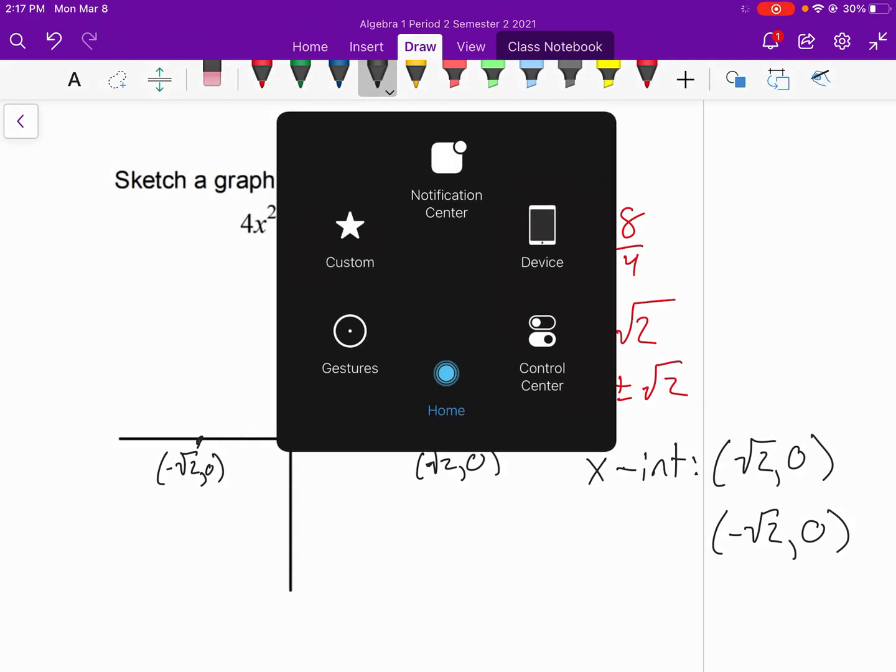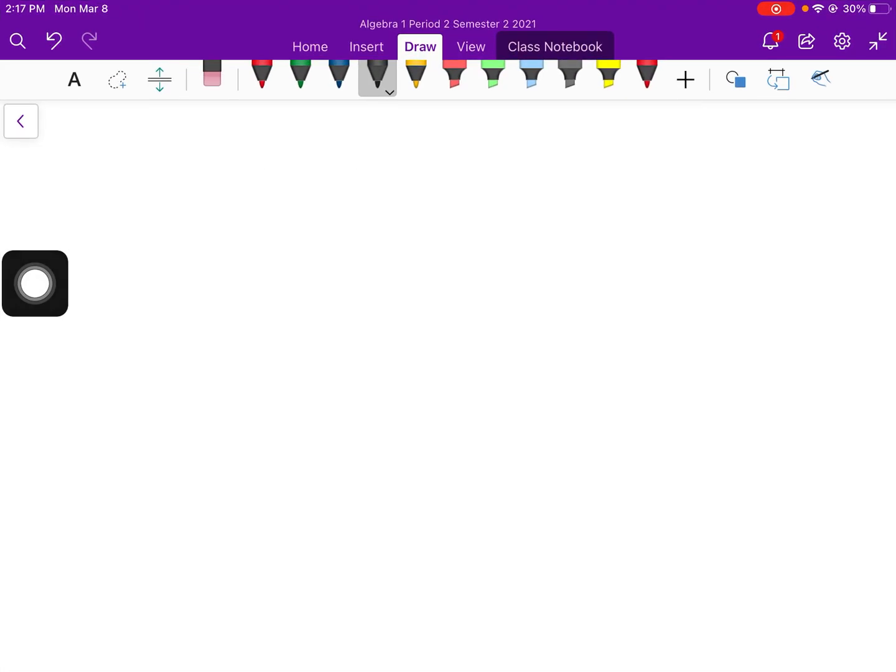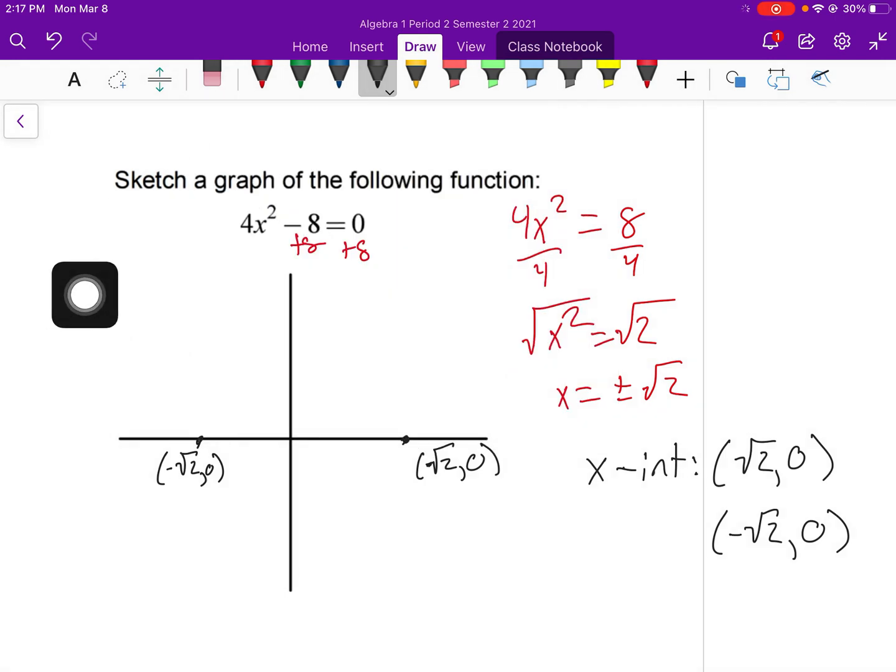Now pick a spot somewhere in the middle. I didn't mean to do that. I apologize. If I pick a spot somewhere in the middle of these two dots, I like to pick 0 because it makes my life easier, because then I basically just eliminate this and I have negative 8. All right, so if I'm at 0, right in the middle here, I get a negative 8. That's further down here.